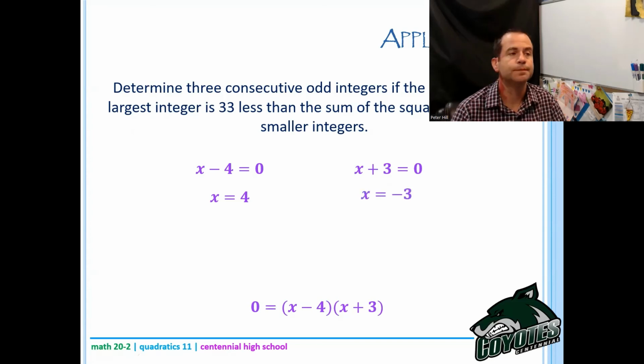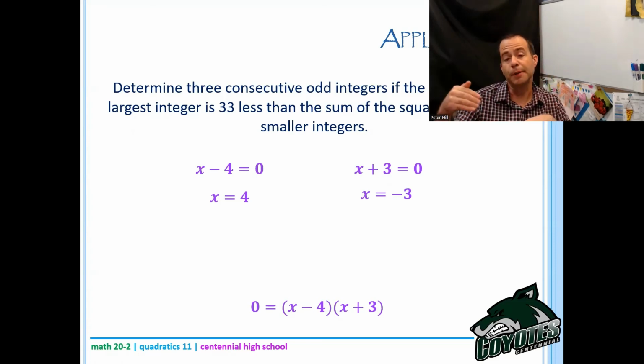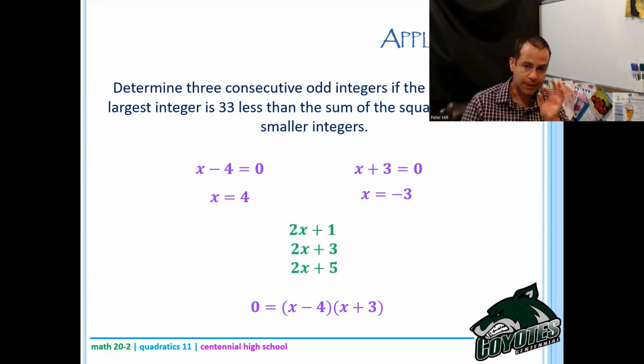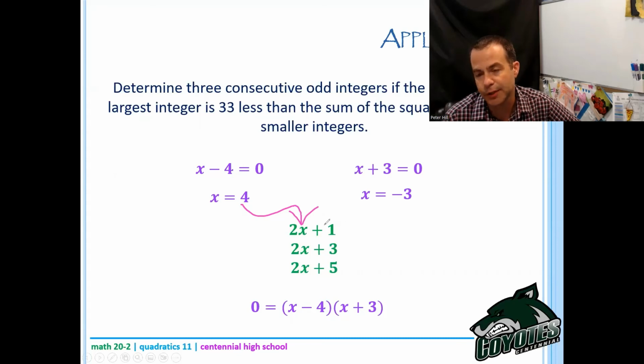Okay, so there are two different values for x, or two different solutions. I need to take that and put it back into what the three numbers are. Okay, so reminder, this is what represents my three numbers right now. So I need to plug 4 into x here, here, and here. So that would give me 8 plus 1. So that would give me 9, 11, and 13.